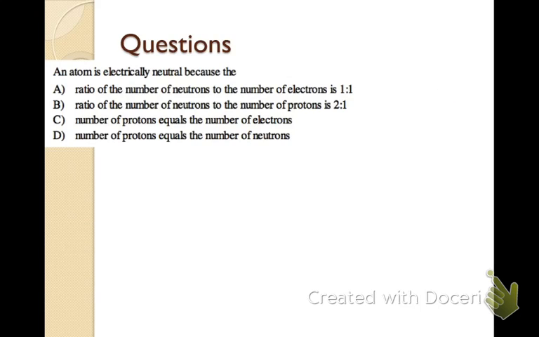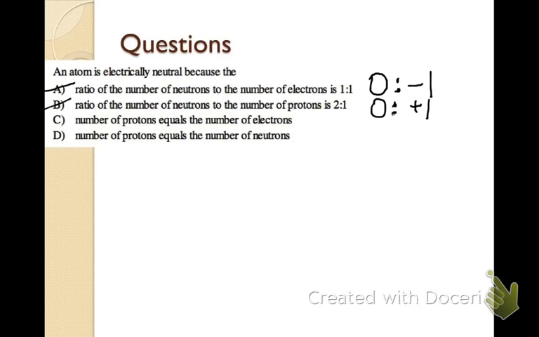Alright, an atom is electrically neutral because... and here, we want to know why it's overall neutral. So for A, the ratio of the number of neutrons to the number of electrons is a 1 to 1 ratio. So if we had a charge of 0, that's not going to be the same charge as negative 1, which is the electrons. For B, the ratio of the number of neutrons to the number of protons is 2 to 1. So again, a charge of 0 to a charge of plus 1, that doesn't factor in there.